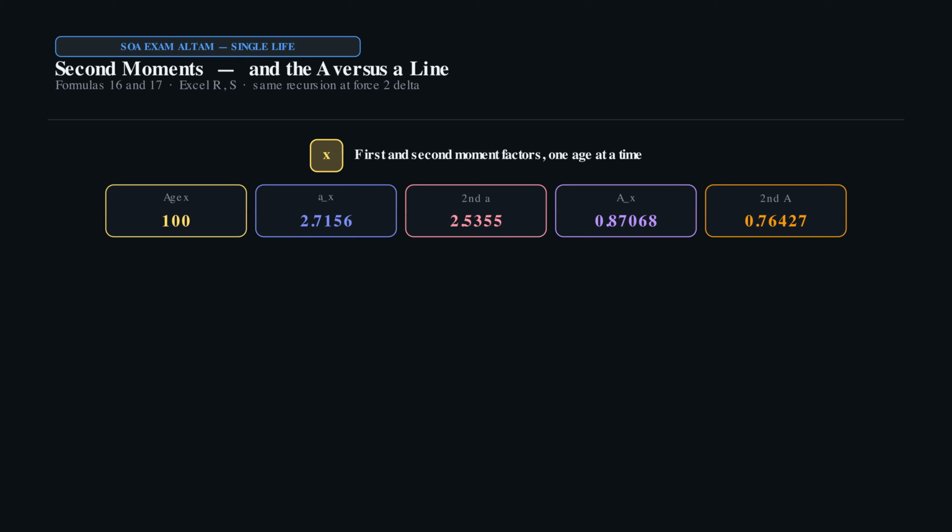Second moment A is smaller than first moment A because v squared discounts harder. At 60, first moment A is 0.29028 and second moment A is 0.10834. At 80, second moment A is 0.38134. At 100, 0.76427. First moment A sits above second moment A at young ages, then they close as both head toward 1.